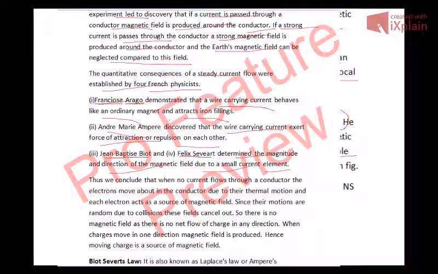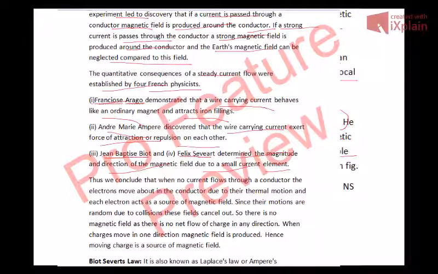So when they published their observations, they found that the magnitude of the magnetic field which they obtained by different experiments was the same. So the credit was given to both of them. Then the law was known as Biot-Savart law.